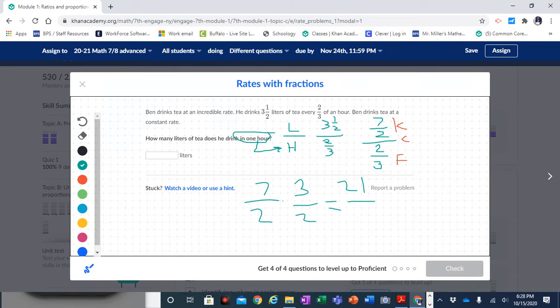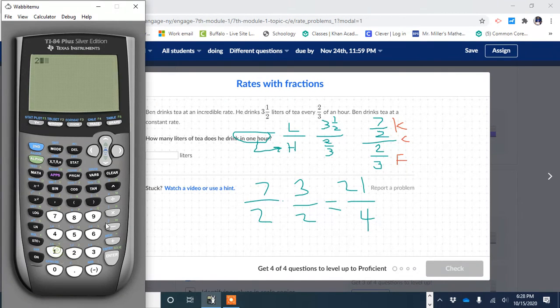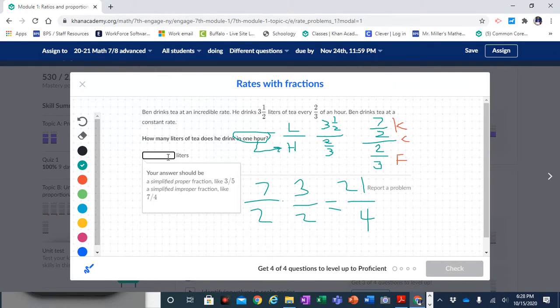which then is 21/4. And we can then check with our calculator. 21 divided by 4, and we get 5.25. So our answer here would be 5.25.